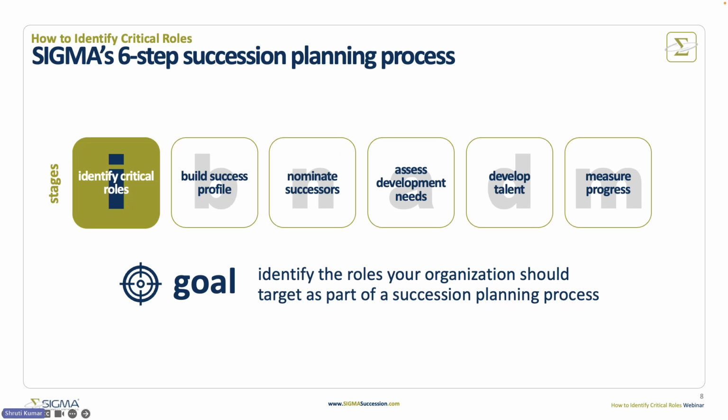So those are the benefits, but what does this process actually look like? So as I mentioned, Sigma has a six-step succession planning process. So our focus today is on the first stage, but I want to take a step back and look at the bigger picture. So I'll briefly guide you through the overall process. Now, the first step is why you're here today. So identifying the key positions that you'll be including in your plan.